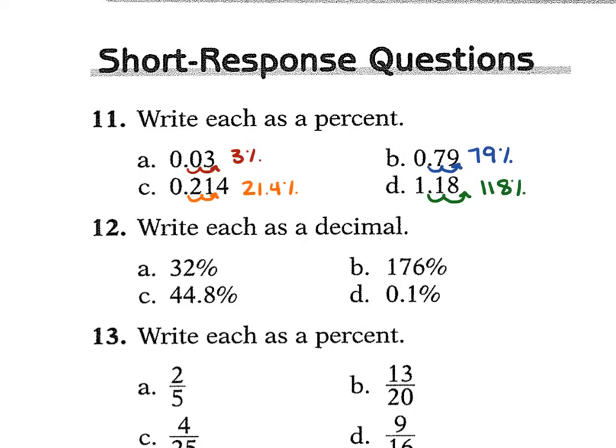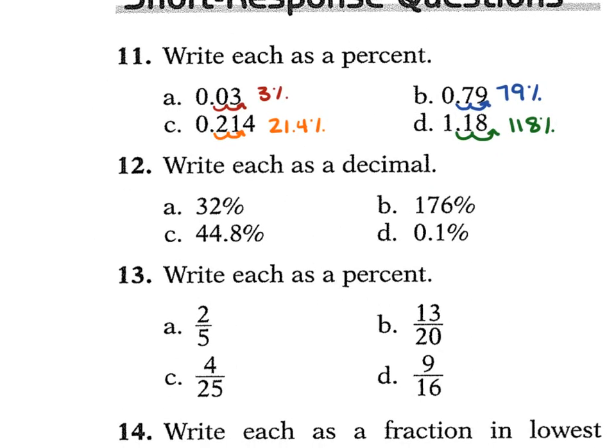For 2, we are writing each as a decimal. So the 32%, you would move the decimal point 2 places to the left. So that's 0.32. Get rid of the percent sign. For B, get rid of this percent sign. Move 2 places to the left. That's 1.76.